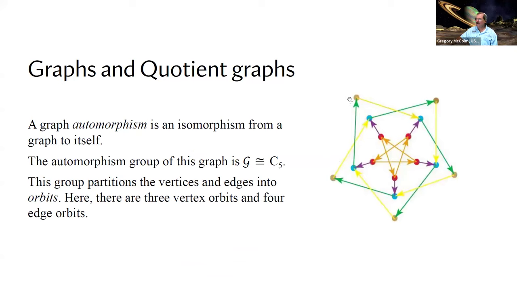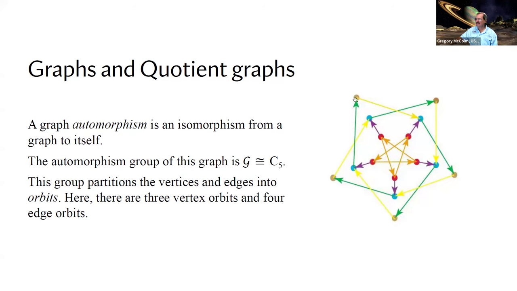And now, an automorphism is an isomorphism from a graph to itself. And today we're interested in isomorphisms that preserve the orientation. So this edge right here is mapped by an automorphism to this edge right here, mapping its initial vertex to its initial vertex, terminal vertex to terminal vertex. The automorphism group of this thing, you may notice, is the cyclic group of order 5. And it partitions the edges into different orbits. Two green edges are in the same orbit.